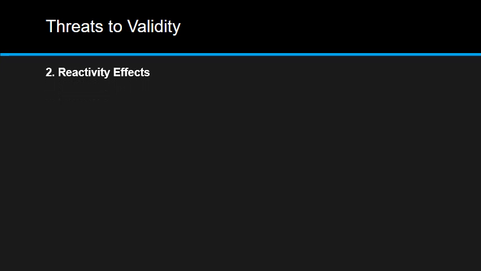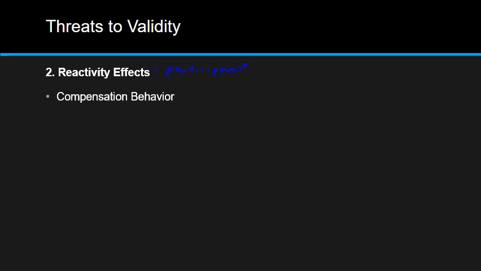Then you have reactivity effects. These are threats to an experiment that center on the participants' responses to the design of the experiment. So these are participants responding to the experiment. Time progression is factors outside the experiment. Reactivity is inside the experiment, and it's usually participants. Okay, so here are some ways that participants can create reactivity effects and hurt the validity of your experiment.